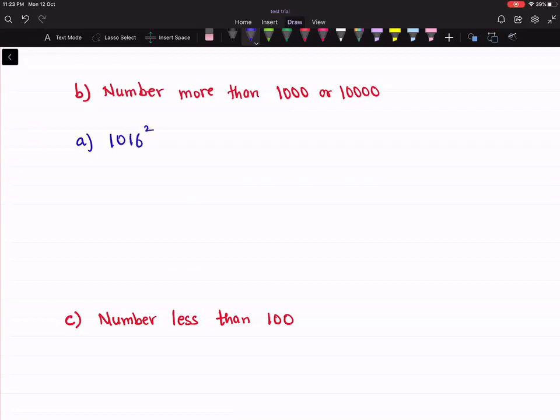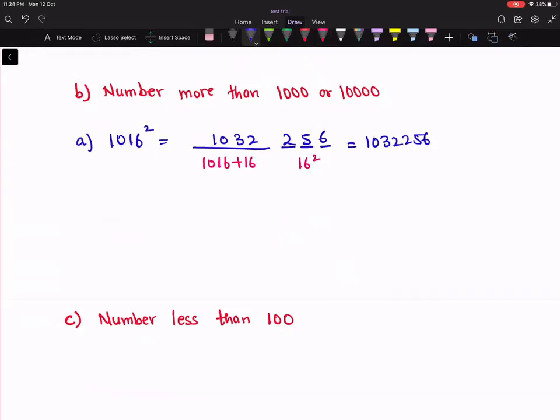1016 square, you'll have numbers like this, leftmost side and rightmost side. Because the base is 1000, and this is 16 more than 1000, 3 digits will come, right? Rightmost side will be guided by 16 square and leftmost side will be 1016 plus 16. So 16 square is 256, so this is 256, and 1016 plus 16 is 1032. So my answer is 1032256. So once you know the approach, you can do it directly in a single line without doing any multiplication.